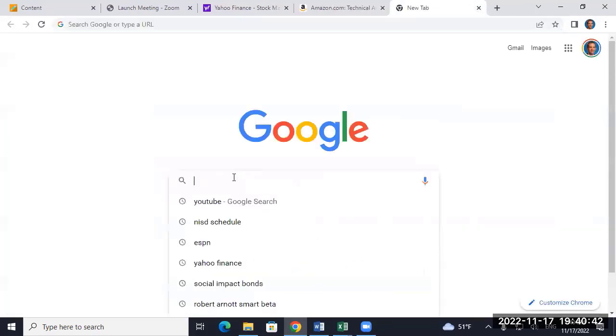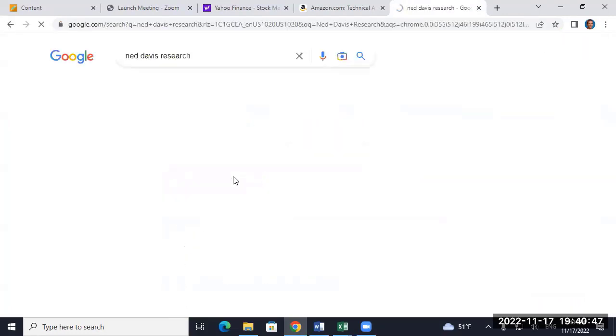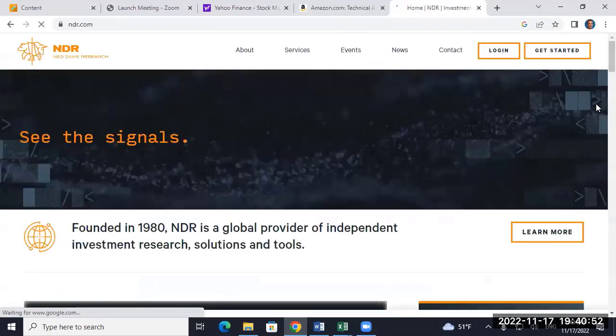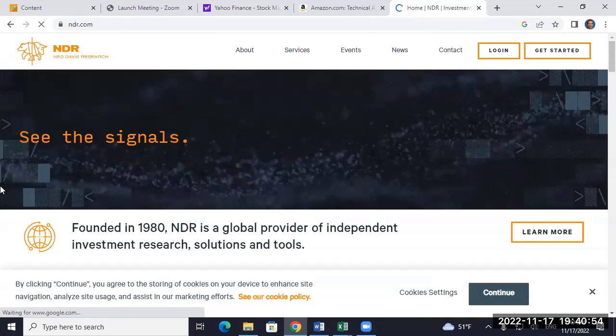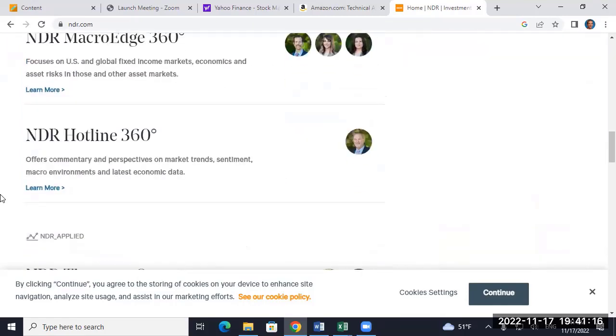But even better is Ned Davis Research. We used this a lot at USAA. Great firm. They're very, very expensive. However, my understanding is if you find them on Twitter, I don't have a Twitter account, they have a lot of free things they provide there, a lot of charts that are really quite helpful. Really impressive firm.